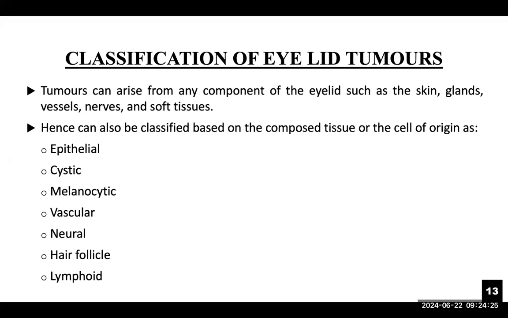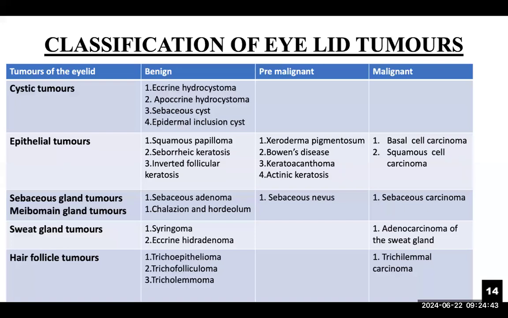Hence, eyelid tumors can be further classified based on the composed tissue or cell of origin as epithelial, cystic, melanocytic, vascular, neural, hair follicle tumors, and then the lymphoid tumors. So the next slide here is showing a table which encompasses the tissues of origin and whether the lesion is benign, pre-malignant, or malignant.